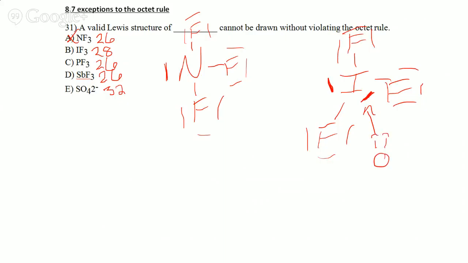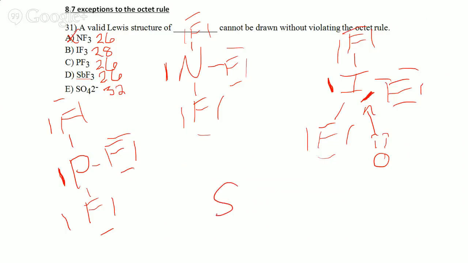PF3, put P in the middle, 3 F's around it. Make those bonds, complete the octets. That takes care of 24 electrons. 2 more go on the phosphorus. Everything's got the octet rule. All right, SbF3, same deal, right? It's going to look just like that one. I'm not even going to bother to redo it.